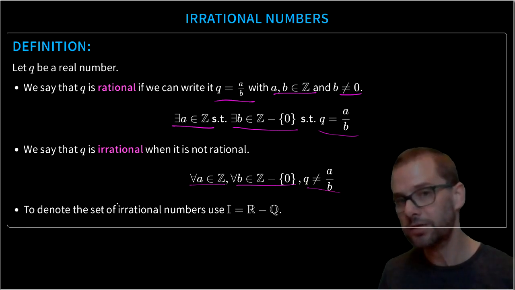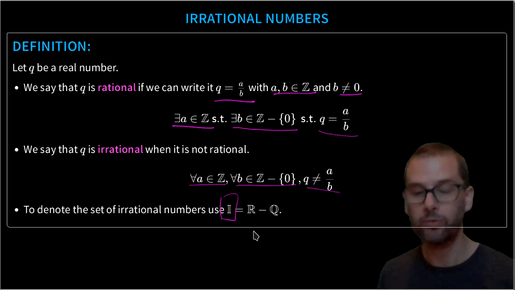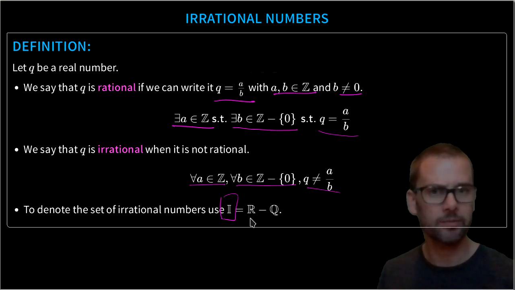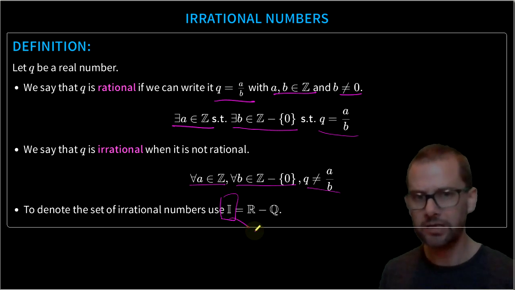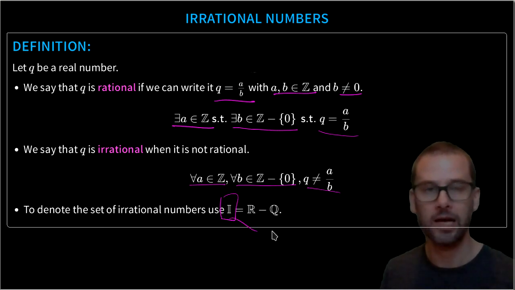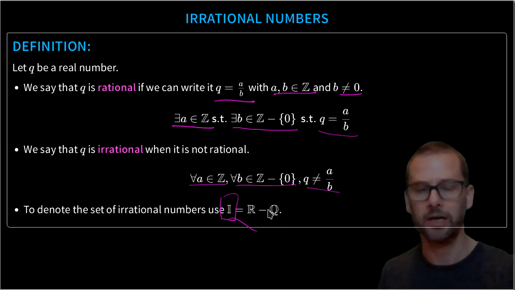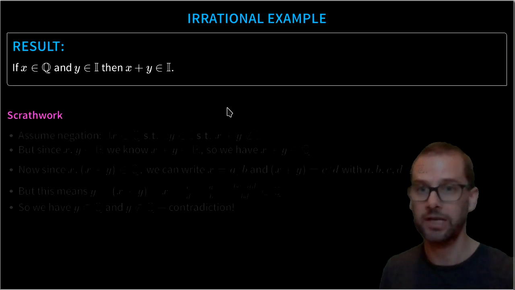And we denote the set of irrational numbers using this blackboard bold I, and of course that's going to be equal to the real numbers that aren't rational numbers, so we can use this set difference. Now this notation here is not entirely standard, indeed there's no really good standard notation for irrational numbers, for various reasons, but we'll use this blackboard bold I in this course. Okay, so our irrational example.